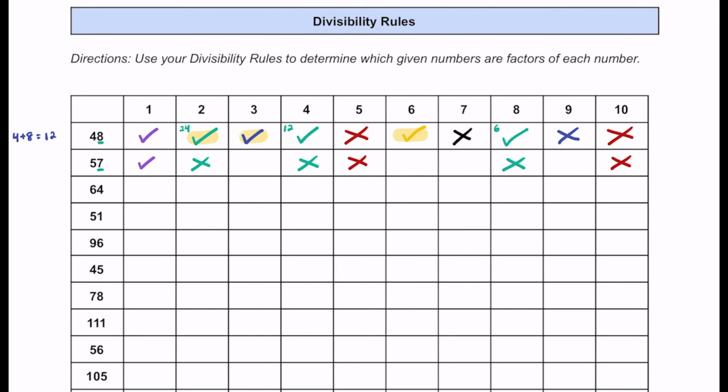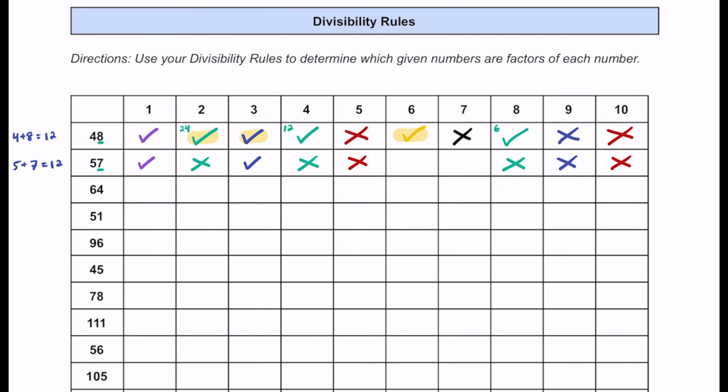Next, we should check to see if it is divisible by 3. So to check to see if it's divisible by 3 and 9, remember you can add the digits, so 5 plus 7 is going to be 12. So this was actually the same sum as the first number, so 12 is a multiple of 3, but 12 is not a multiple of 9, so let's get rid of that.